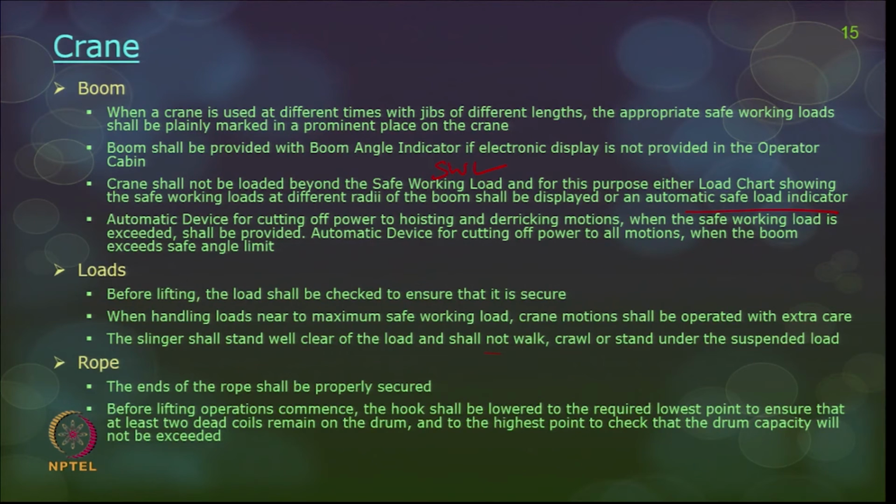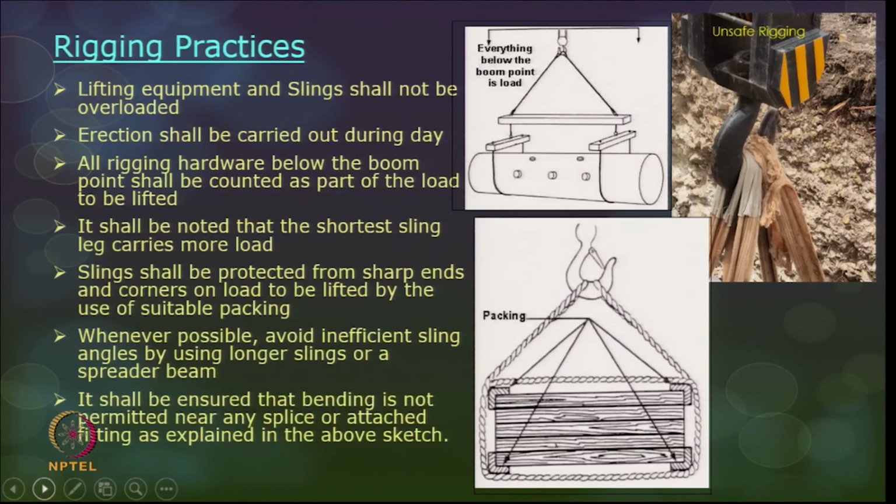Rope: the rope also should be properly secured. Actually, OSHA has a separate rope inspection policy also. Before lifting operations commence, the hook shall be lowered to the required lowest point to ensure that at least 2 dead coils remain on the drum, and raised to the highest point to check that the drum capacity will not be exceeded. This is in case of lifting drums.